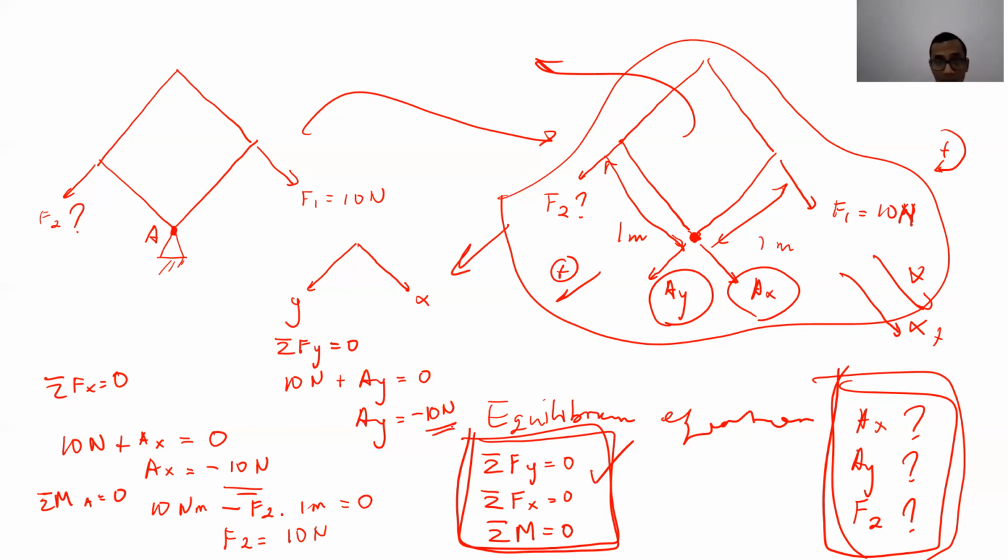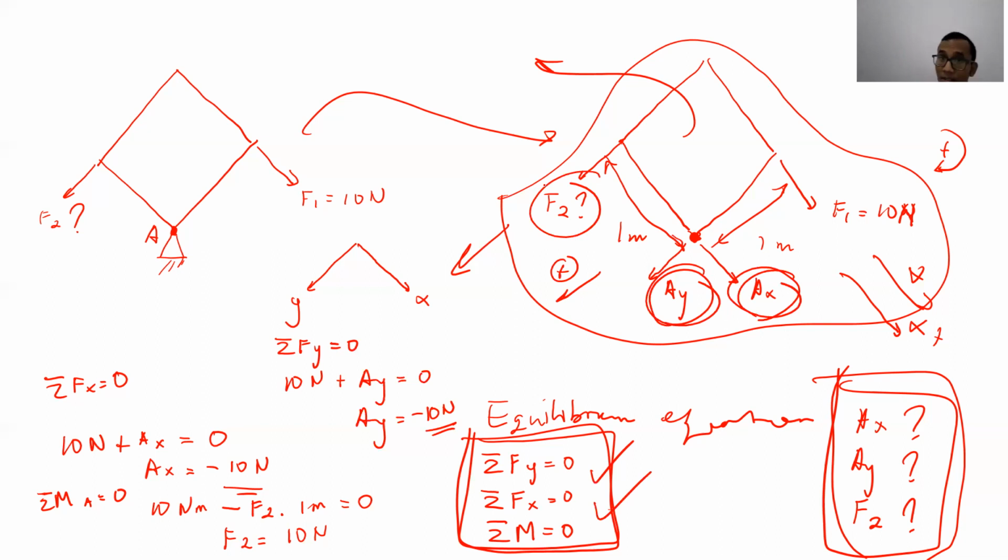So we can see here that by using these three equilibrium equations, we can solve these three unknowns: Ax, Ay, F2. Okay, F2 is 10 Newton, which means that the direction there is correct. So F2 is going 10 Newton to the bottom left.